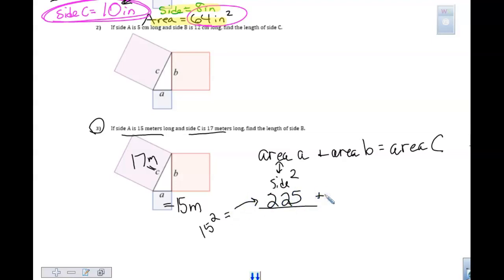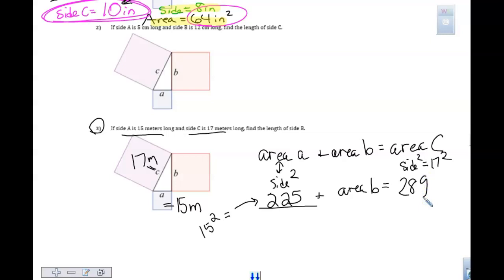Plus, what's the area of B? Do we have any idea? There's nothing there, right? So we're going to leave it area B. Equals, well, side C was 17, so we're going to take the side and square it, which means 17 squared. If you remember when you memorize them, 289.